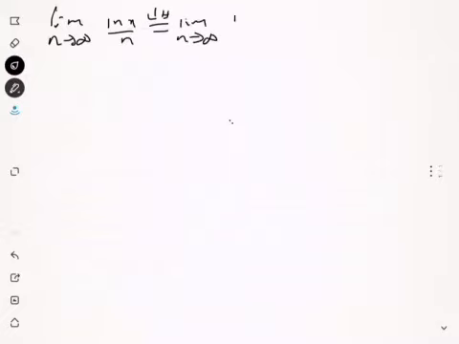For example, the limit as n goes to infinity of the natural log of n divided by n. You can treat this sequence as if it was a function, and then you use L'Hopital's rule and say this is the same as the limit as n approaches infinity of 1 over n divided by 1, and therefore this limit is equal to 0.